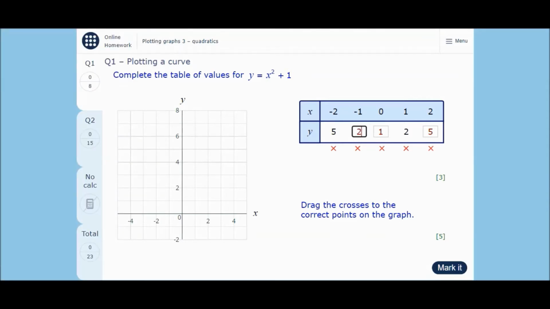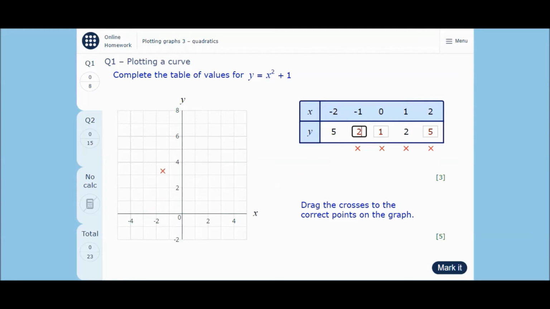So that's going to give me 2, and you can see now that gives us a symmetrical U shape. I've got 2, 5; 1, 2; minus 1, 2; 0, 1; 1, 2; 2, 5. So that's going to give me a line of symmetry. So I'm now going to drag these points over and plot the points.